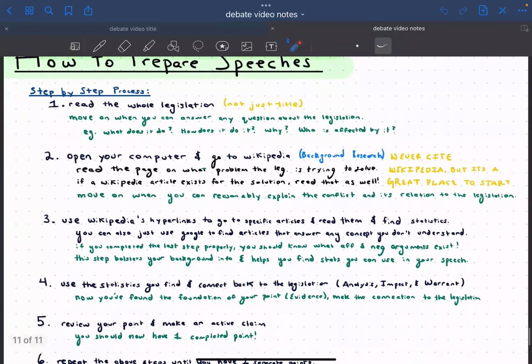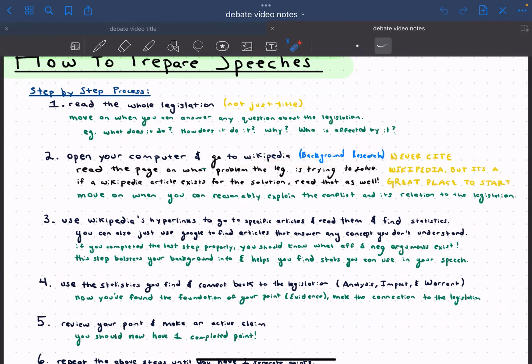So after you read the whole legislation, truly understand what the legislation does, how it does it, and why it does it, then you can open up your computer or whatever source of information you're going to use to research for your speech and go to Wikipedia for background research.